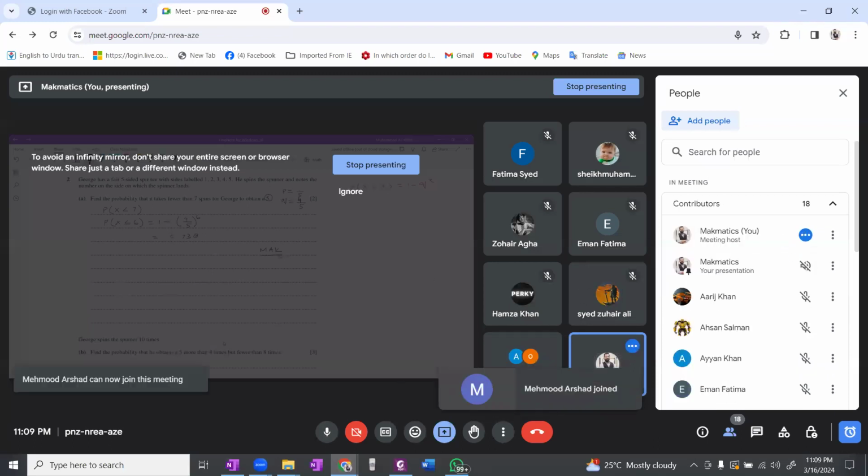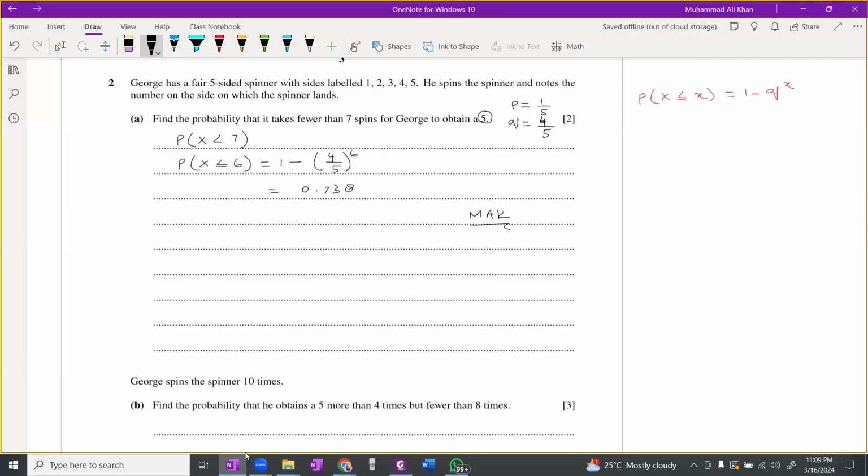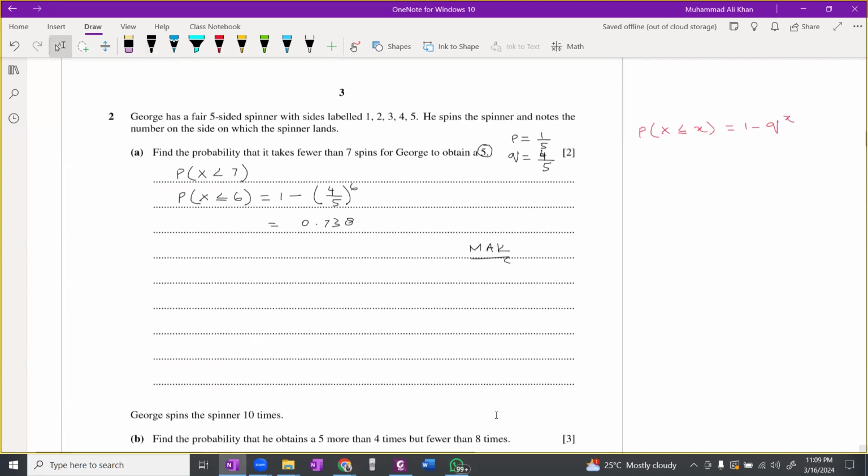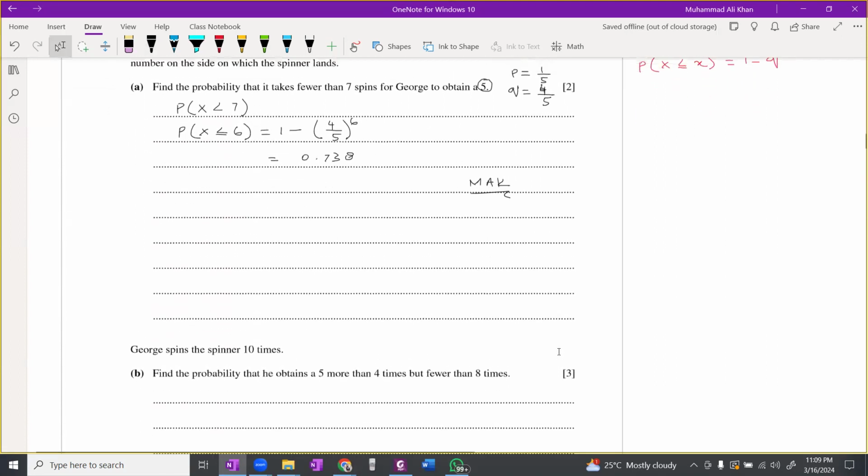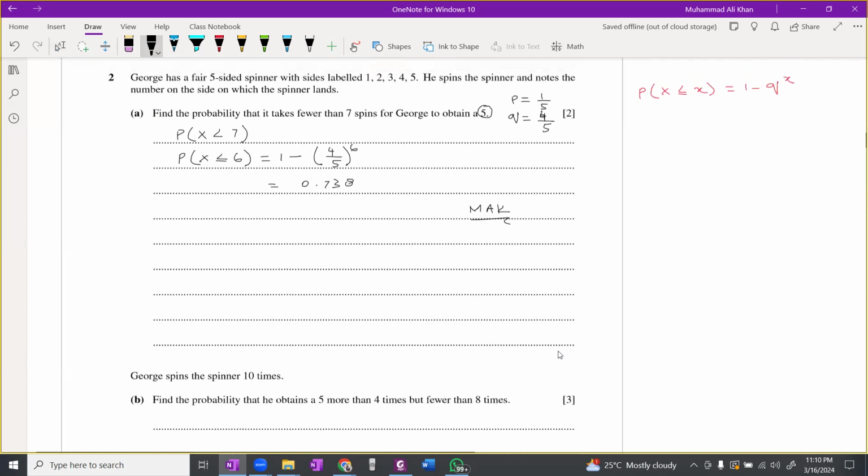After that, part B. In part B it says George spins the spinner 10 times. The number of times is given to you. So now it is a question of binomial.